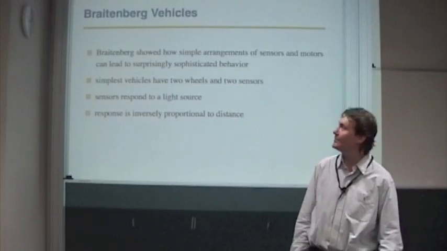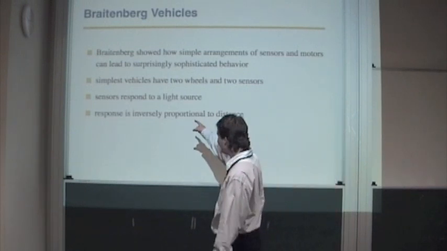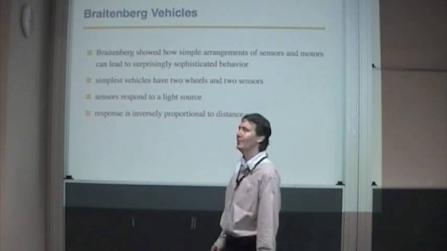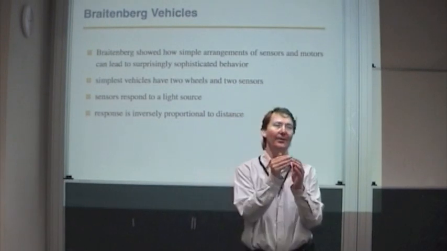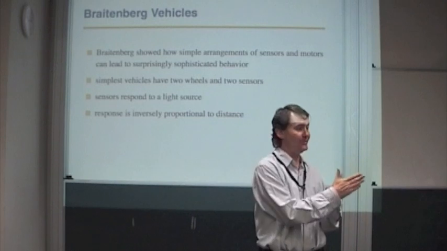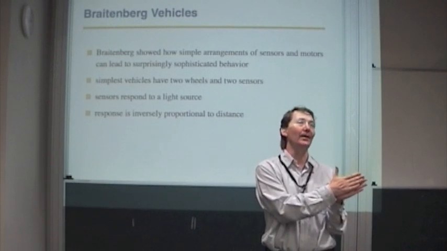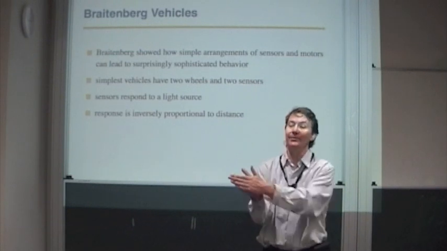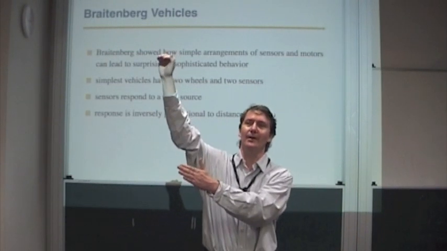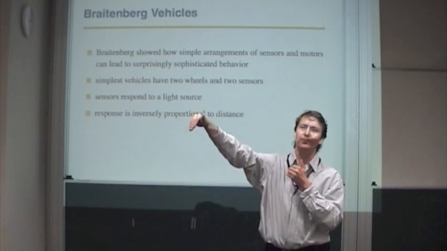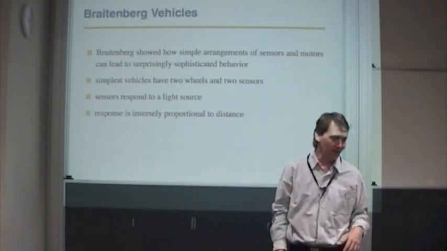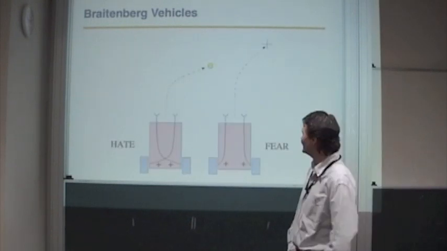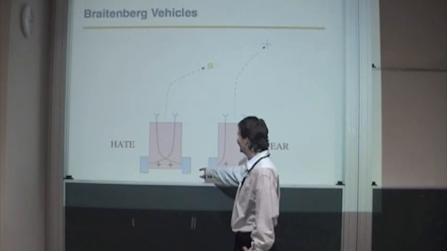And the idea is that they have a sensor which responds to a light source, and the response is inversely proportional to the distance from the light. So if the sensor is not facing towards the light, the reading is 0. If it is facing towards the light and is very close to the light, then it has a very high reading. If it's very far away from the light, the level of the signal diminishes. And so here's an example of some of the vehicles that he described.